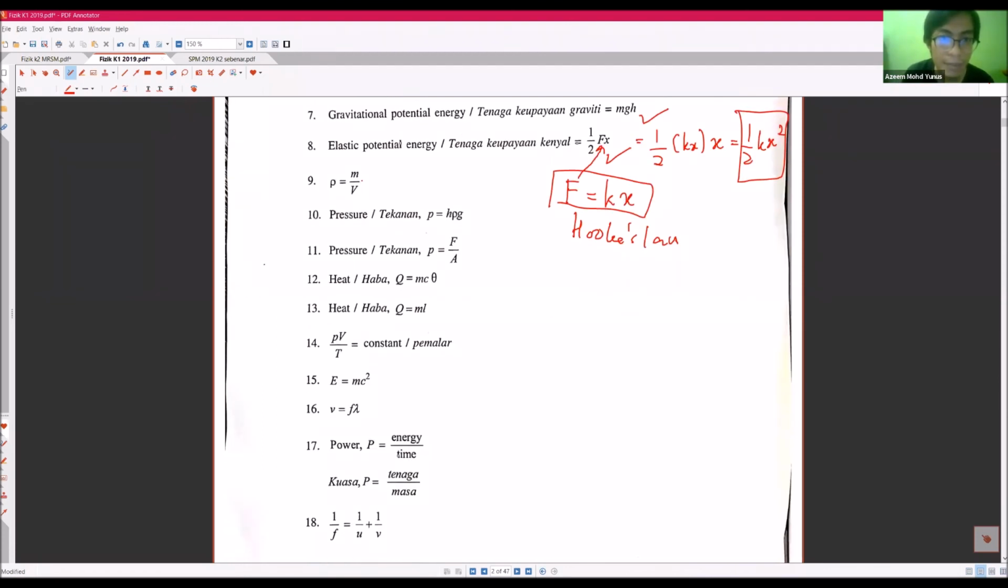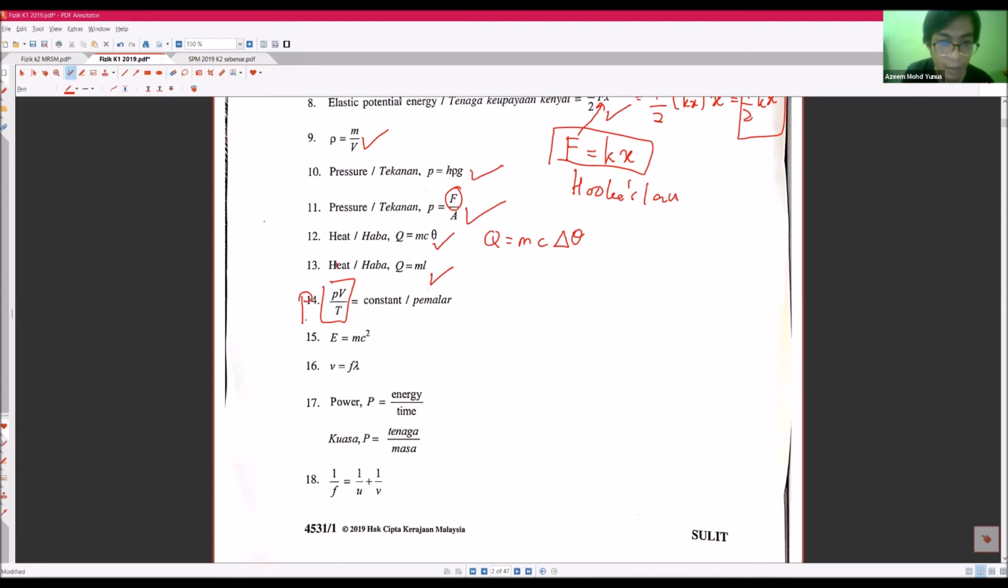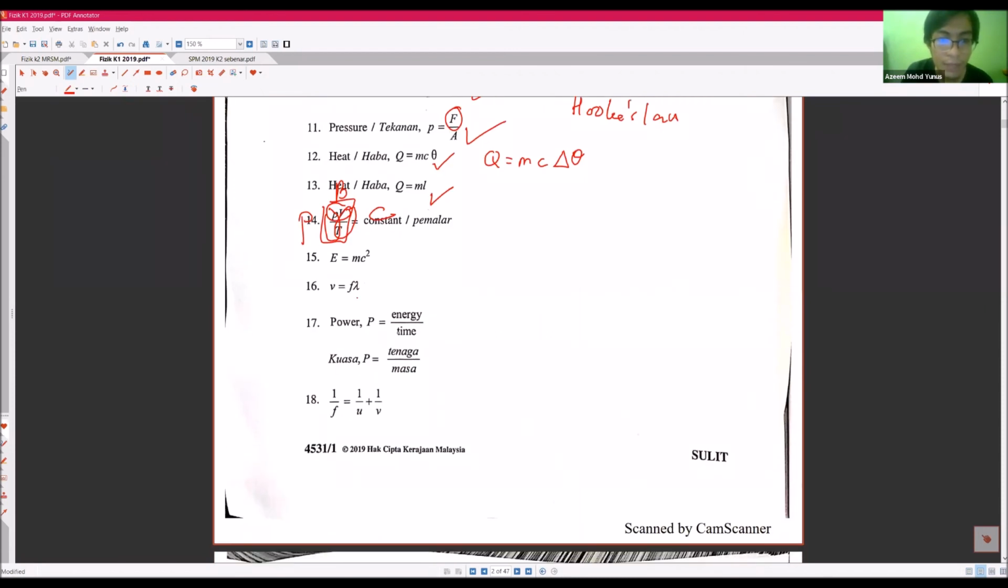The density, pressure, Q equals mc delta theta, L for latent heat, and then PV/T is the combined gas law, so you can surely excel. So P, V, T, E. E is mc squared, v is f lambda for wave, f is the frequency, and power is the universal formula that goes across topics, the force and motion.